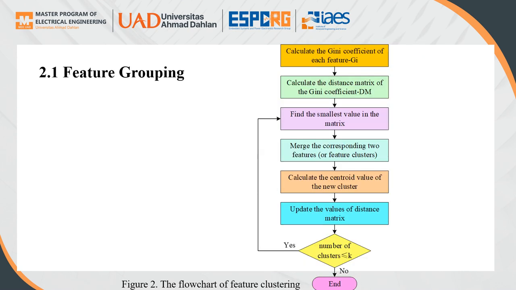This study used the hierarchical clustering algorithm to perform feature grouping operations. The flowchart of the feature clustering is shown in Figure 2. In this flowchart, the parameters that the hierarchical clustering algorithm needs to determine mainly include the clustering method, the method of distance measurement, and the clustering number.